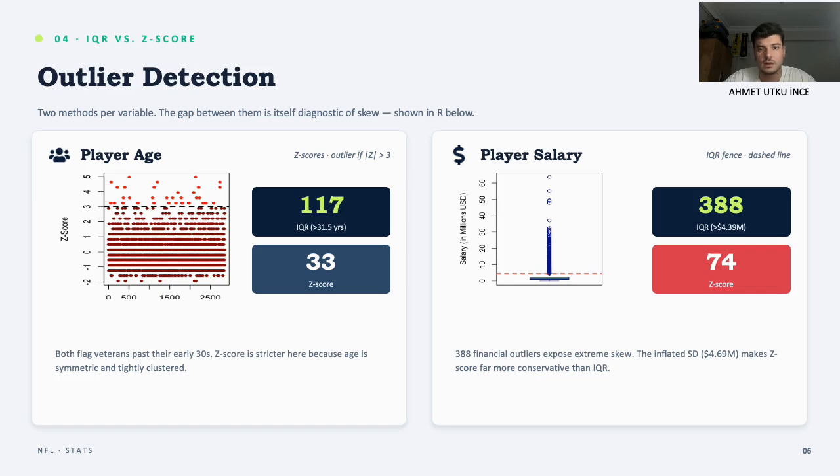For player salary, we see a massive discrepancy. The IQR method flags 388 financial outliers making over $4.39 million. In contrast, the Z-score method only catches 74. Because a few massive superstar contracts heavily inflate our standard deviation to 4.69 million, it pushes the Z-score boundary out, making it far too conservative. And actually, this gap perfectly proves the extreme economic inequality in the league.